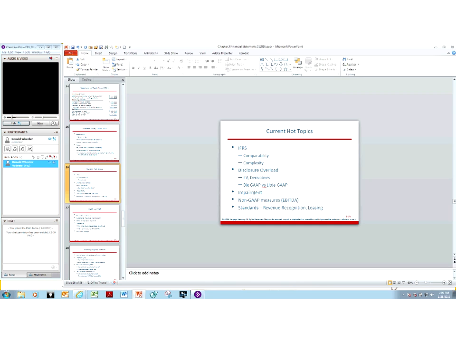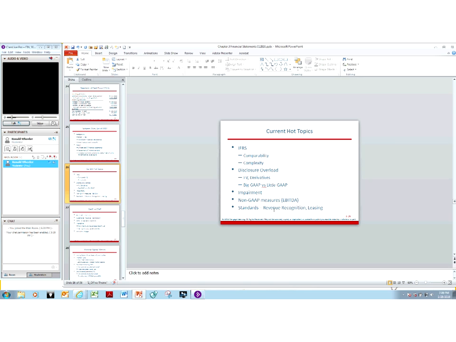But you can imagine the SEC doesn't want public companies just out there using a term like EBITDA that they haven't completely defined so that the investor can see exactly what it is that the filing is describing.